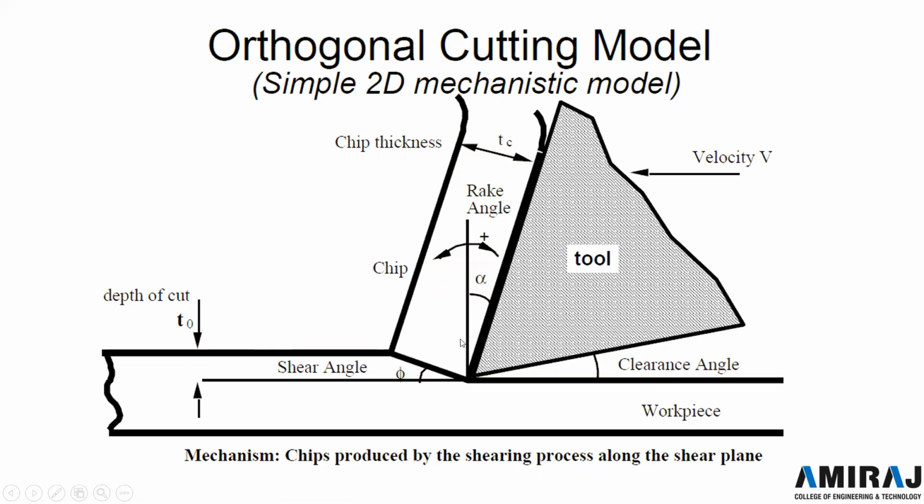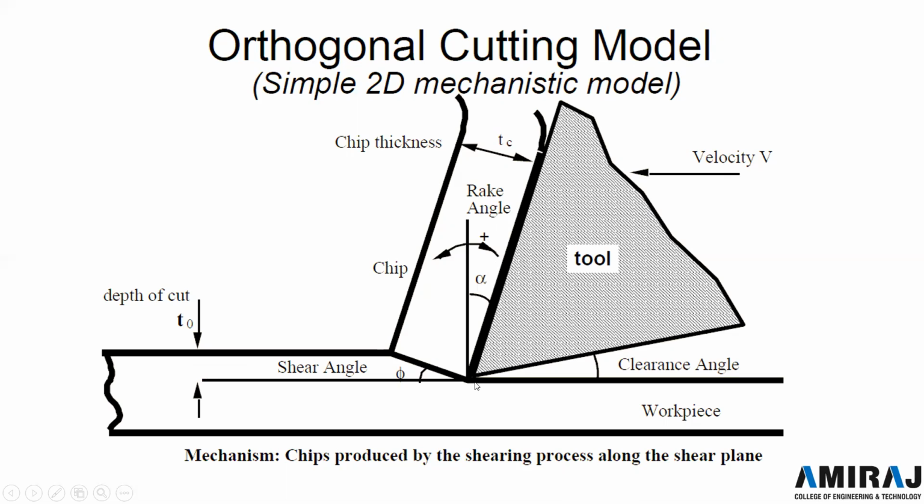This is the rake angle. Rake angle is the angle between the face of the tool and the perpendicular line, the vertical. The angle between these two is the rake angle. And here the velocity of the tool is shown.